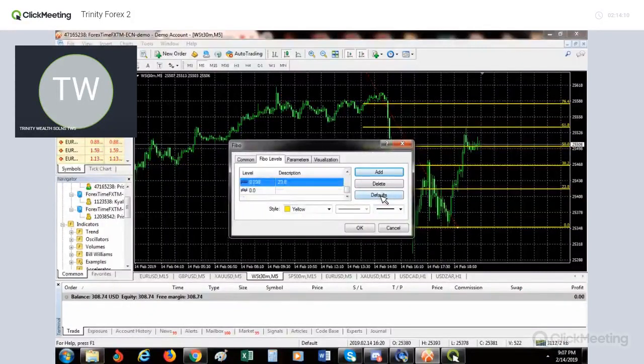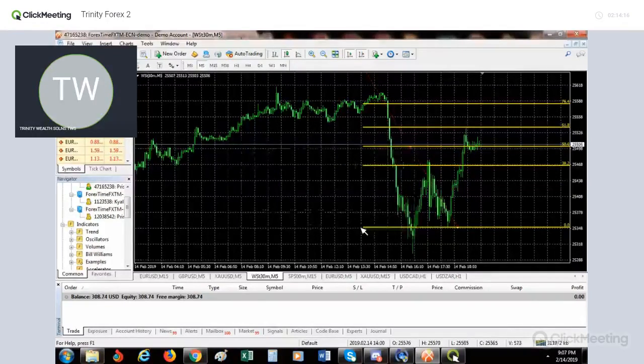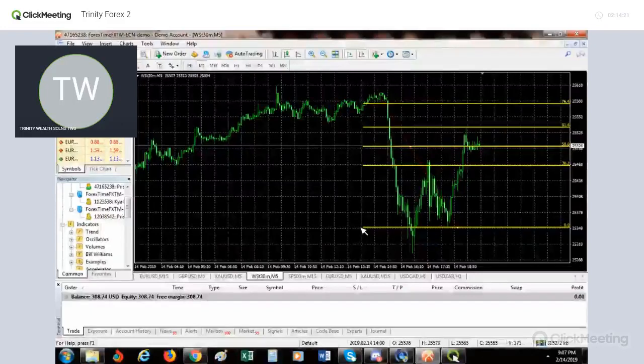In my case, I want to delete what I've added. I don't like to use the 23.8. It can deceive me and tempt you to enter an entry, so I just delete it, and I say okay, it doesn't appear.